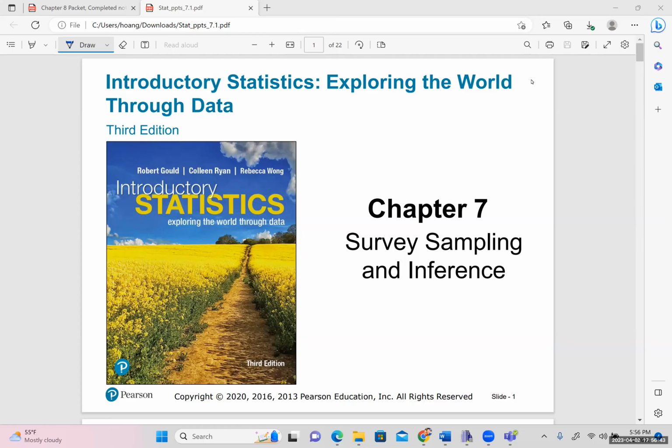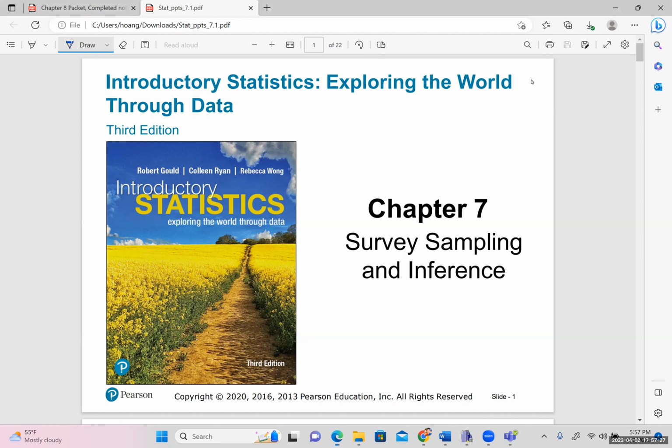Hi everyone. Today I'm gonna introduce chapter 7, survey sampling and inference. Mostly I talked about samples from chapter 1 to chapter 6. I did mention a little bit about populations in chapter 1. Today I'm gonna go deeper into it and the way to do survey sampling.